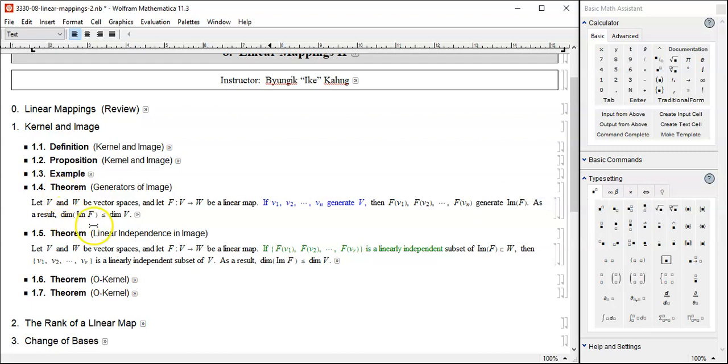Okay, let's go ahead and consider the proof. Before considering the proof, let's consider the second statement. As a result, the dimension of the image is less than or equal to the dimension of V. Let's consider the second statement first.